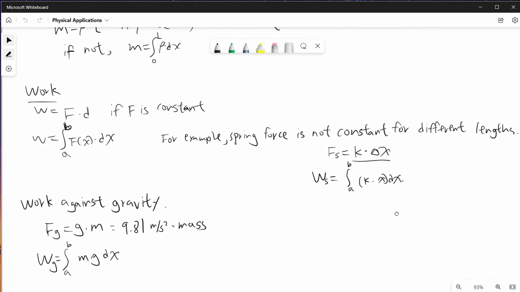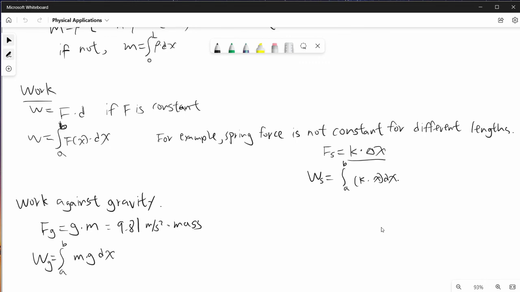And then the last one will be work against gravity. Sometimes the mass is changing, maybe as you're pulling a rope up a ledge, right? As you pull more rope, there's less rope to pull, as there's less rope hanging on the side of an edge or something. So that might be something that requires an integral because the mass is changing, right?